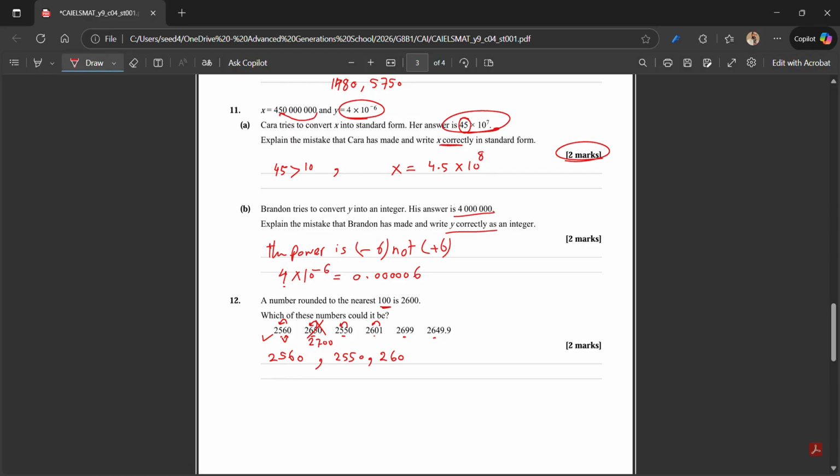Sorry, so you have to write the correct answer. It will be 2601. This one, guys, doesn't work. Why? It adds 1 to the 6, so it becomes 2700, so it doesn't work with us, so this is wrong. This one works with us, guys, so it will be 2649.9. And guys, look, you have to be smart. He said here it was 2 marks. It means we must have 4 answers, so each answer is worth half a mark.